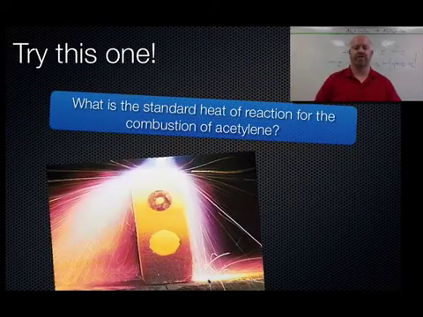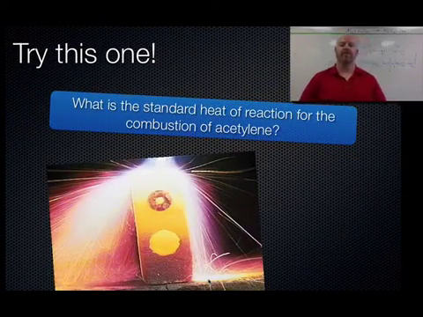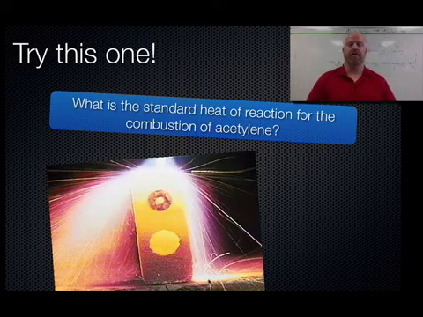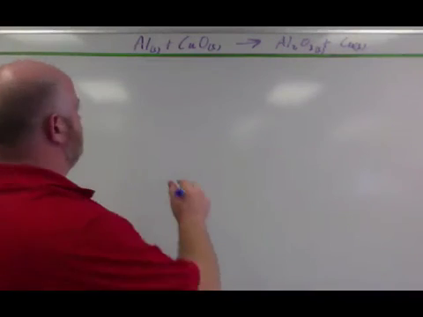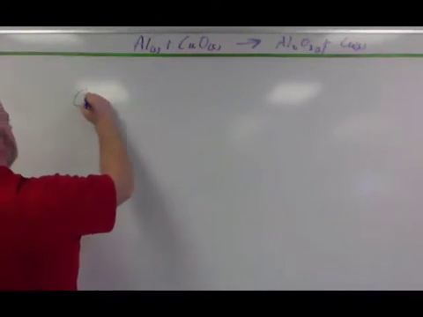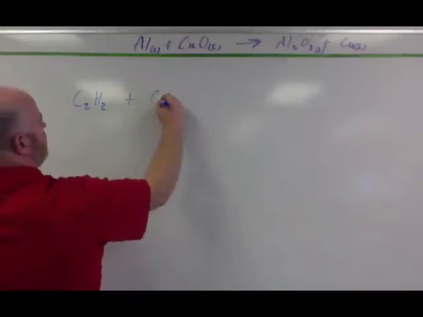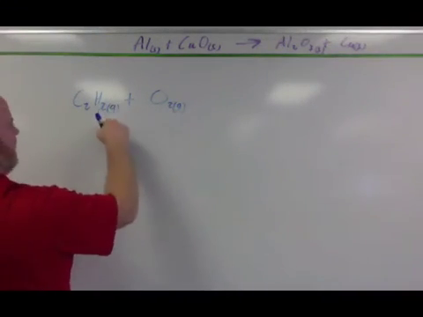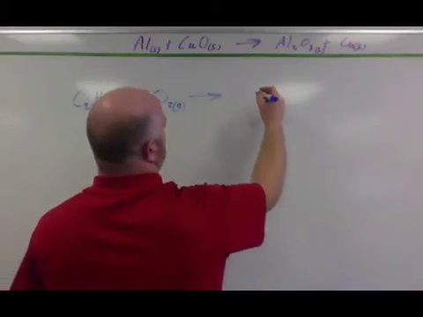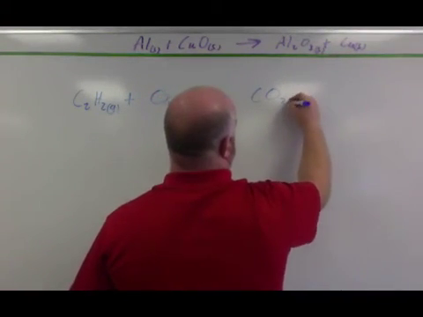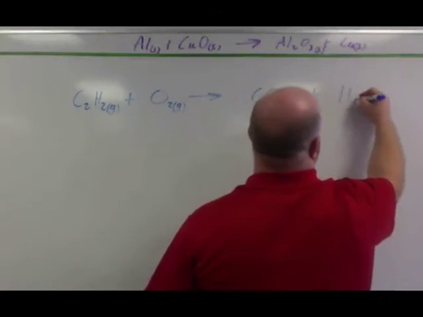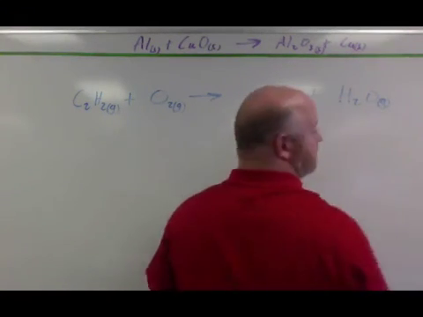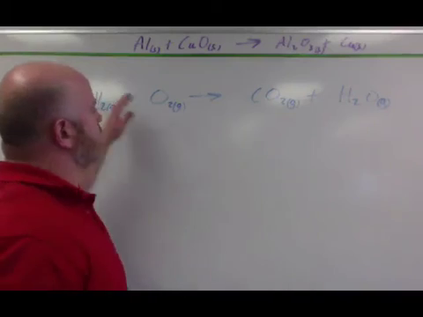Now, we've seen these tables. Here's one for you guys to try. What's the standard heat of reaction for the combustion of acetylene? Okay? So let's set up the combustion equation and we'll let you guys solve it. So acetylene is C2H2. And we're going to combust it in oxygen as a gas. We're going to make carbon dioxide gas and water as a gas. Okay? So here's your basic setup.